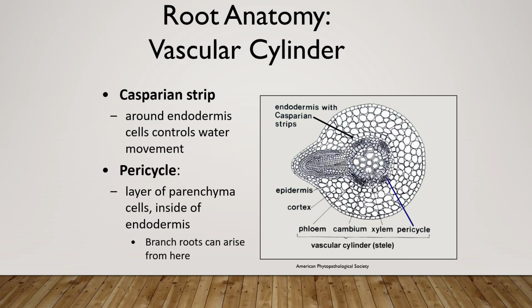The vascular cylinder is made up of the Casparian strip and the pericycle. The Casparian strip is around the endodermis and controls water movement. The pericycle is the layer of parenchyma cells inside the epidermis. Branch roots can come from here. There's the endodermis with Casparian strips, which are in black, and the blue indicates the pericycle.